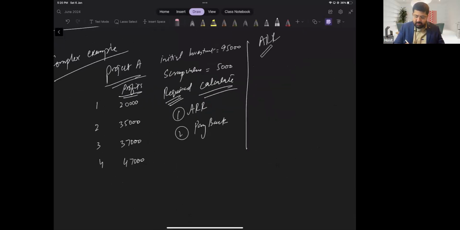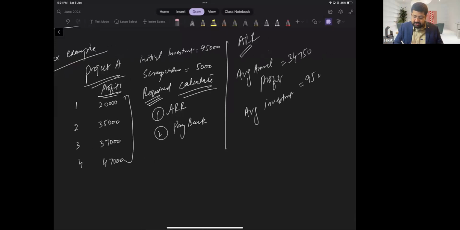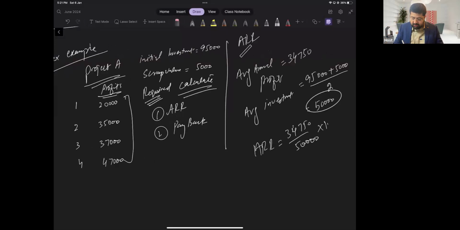So ARR calculation, average annual profit. How much is it? Tell me, everyone. Sum of all these four divided by 4. Just verify. If it is not correct, do tell me. Average investment is 95,000 plus 5,000 divided by 2, 50,000. So ARR is 34,750 divided by 50,000. It is 68 point something. 69.5. Yes. That's correct.